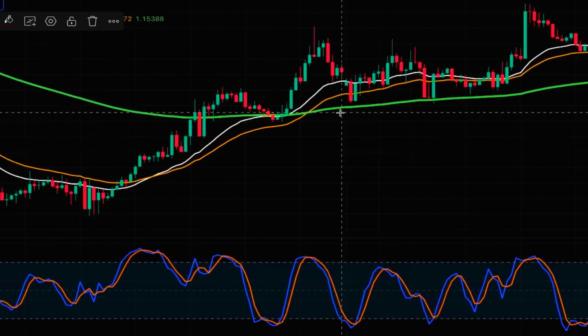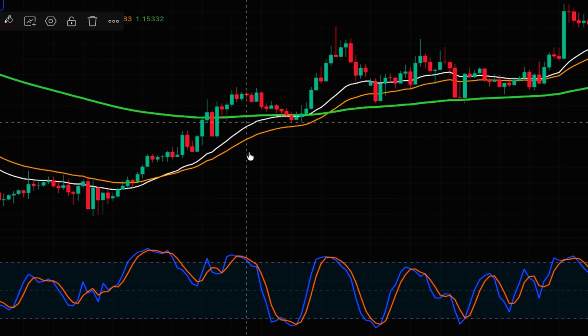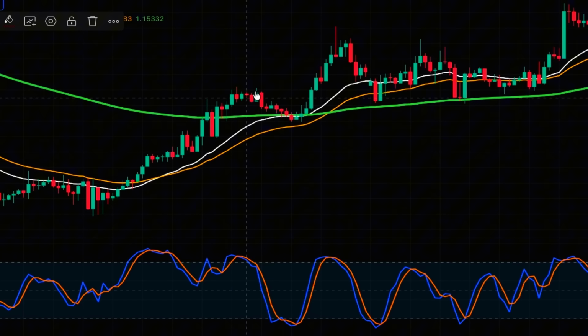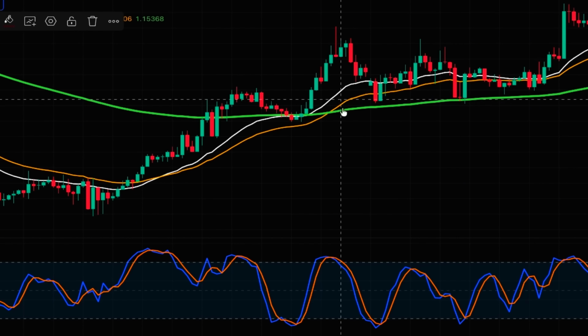Alright, here we are trying to catch an upside reversal of the price. We want a situation like this where the price from below the green line crosses the green line and goes above it. After that, the orange line and the white line should also go above the green line, with the white line above the orange line. That shows that the minor trend is also up.